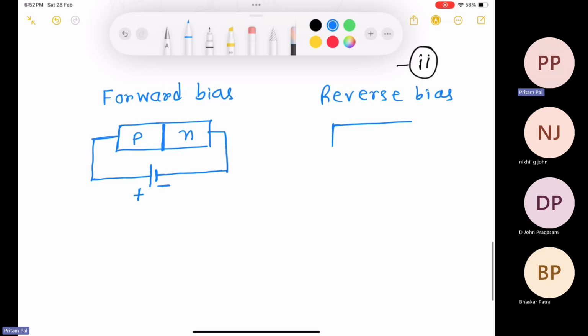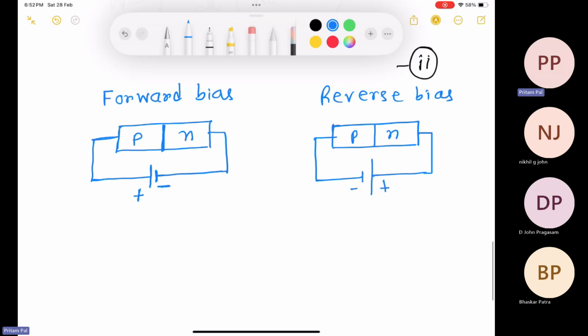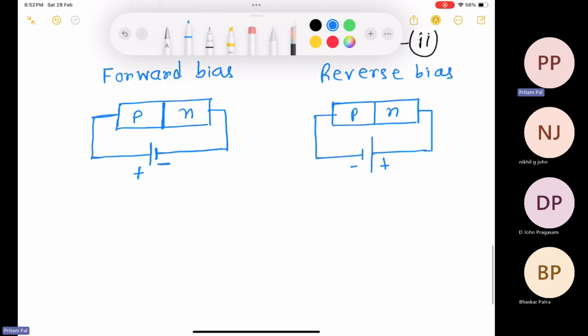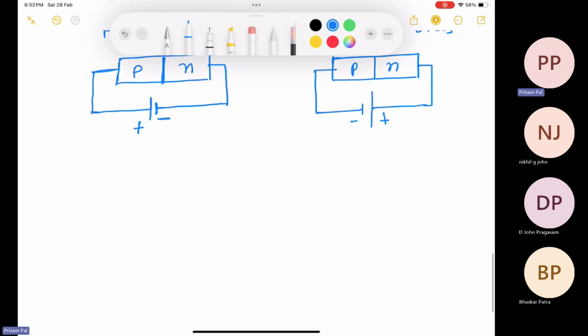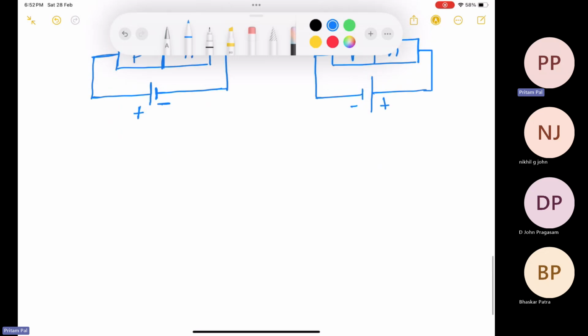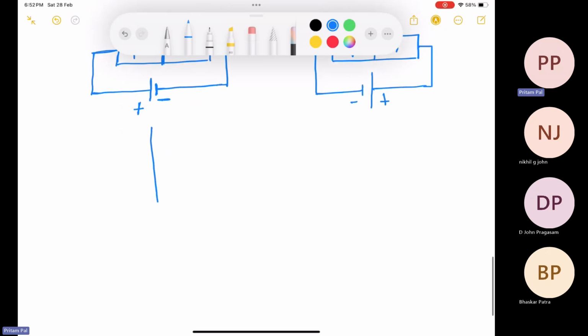Where you have a PN junction. Now instead of positive, this side is negative and this side is positive. If we draw the band diagram, let's see how it looks, how the electric potential will be.